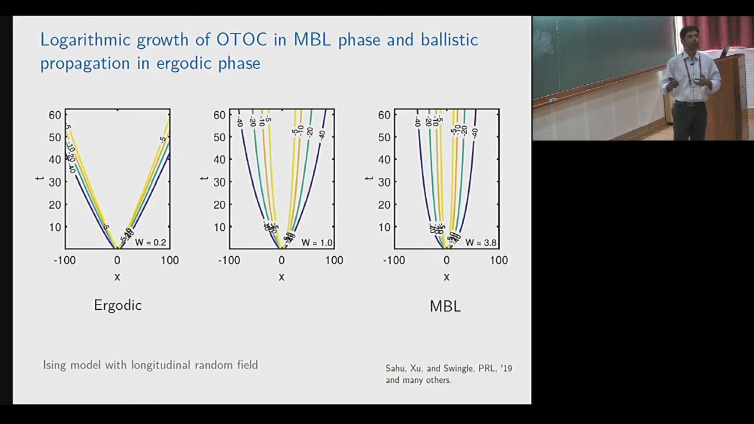This is the light cone behavior. Whereas in the localized phase, what you see is essentially a bending of those curves, and it is logarithmic in time. So this is again a similar feature to what we see in the entanglement entropy, and it comes over also in the OTOC. Good.